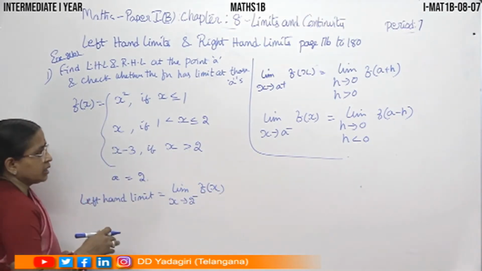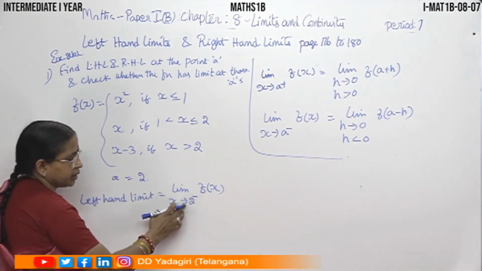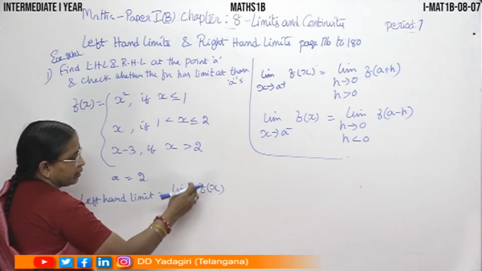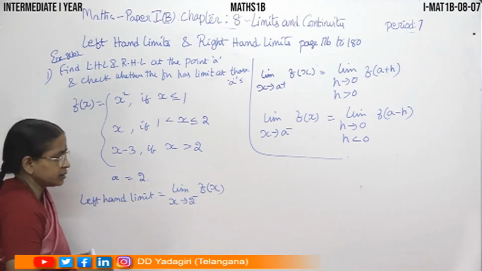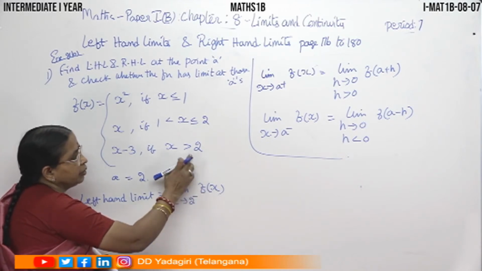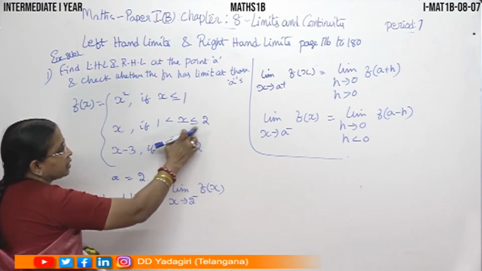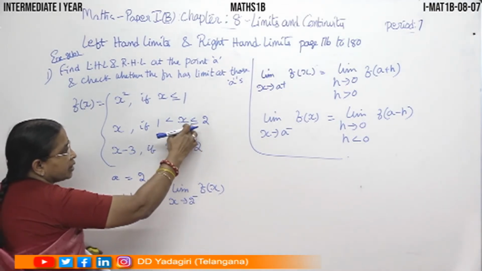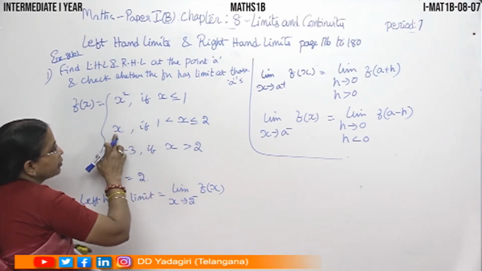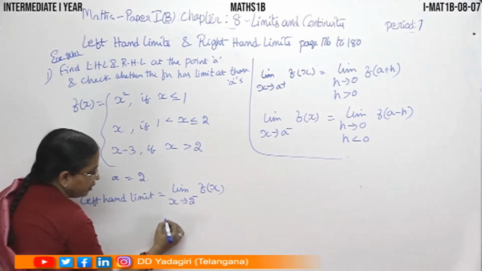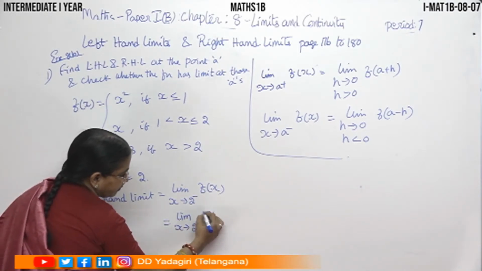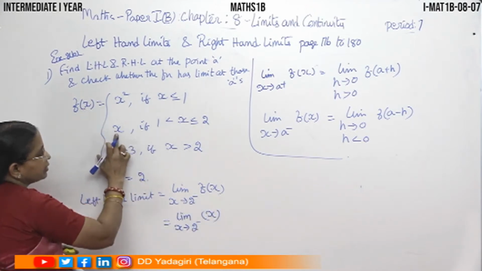2 minus means less than 2. X tending to 2 minus means it takes the values less than 2 but very nearer to 2. So here it is in this interval, less than 2 and nearer to 2 means 1.99. They're all there in this interval only. So you must take the function definition as x. So it is limit x tending to 2 minus of x. Our function value is x here.